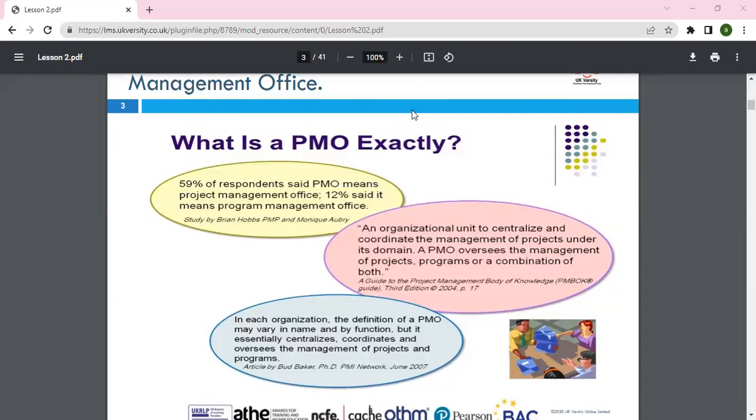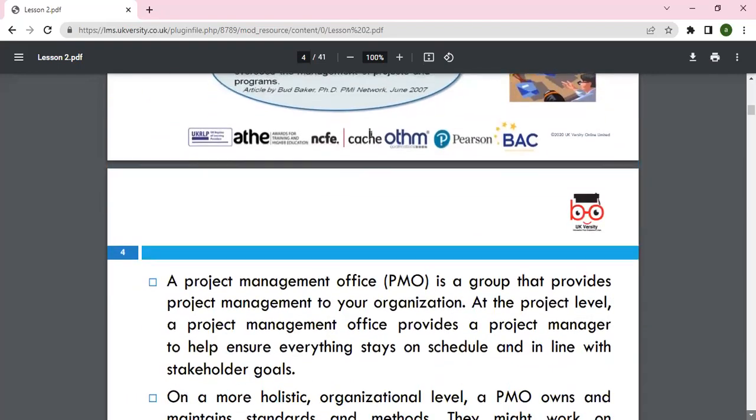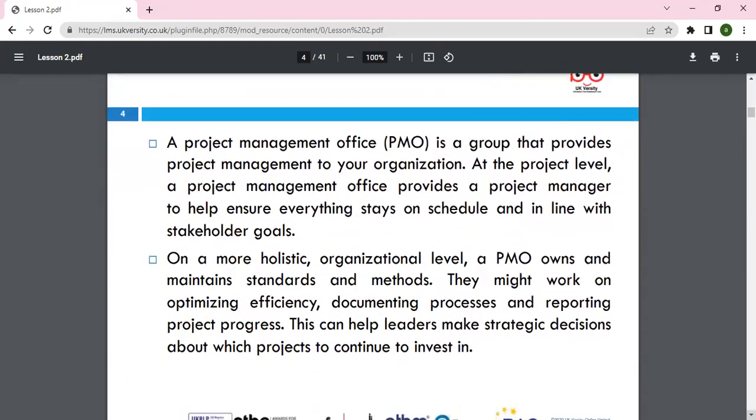In each organization, the definition of the project management office may vary in name and by function, but essentially it is centralized, coordinates, and oversees the management of projects and programs. That is a project management office. A project management office is a group that provides project management in your organization at the project level. The PMO helps project managers ensure everything stays on schedule and in line with the stakeholders. Stakeholders mean anybody who has any interest in the business.